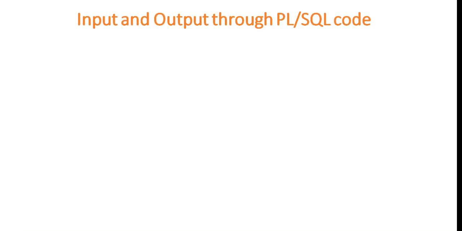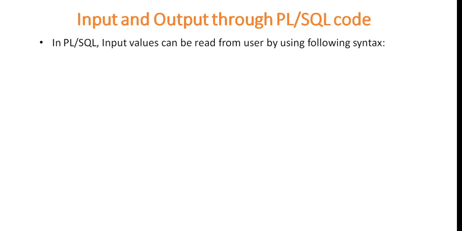Now we'll see how to receive input from the user and how to display output to the user through PL/SQL code. In PL/SQL code, if we want to read input from the user, then we have this syntax: first we need to write the variable name, then the assignment operator, that is colon equal to, and then again a colon and the variable name. So this is the syntax to read input from the user.